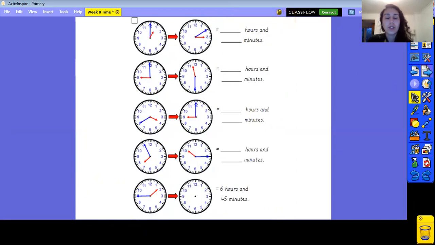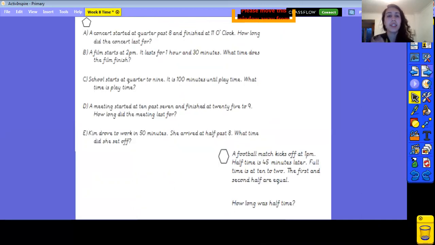And then the square sheet is a mixture of hours and minutes. Remember, get that minute hand to the same position as the minute hand on the next face and then count your hours. So do it that way where you're moving your minute hand first and then adding on those full hours afterwards. And then, like I said, some word problems to finish off. I do appreciate that this is an incredibly tricky objective. So like I said, just do the sheets that you feel comfortable with.